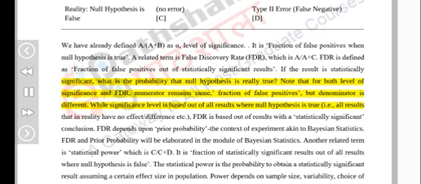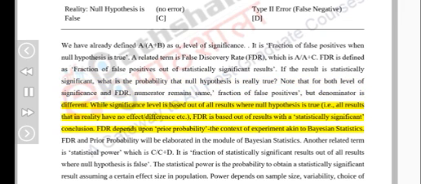Note that for both level of significance and FDR, the numerator remains the same, the fraction of false positives, but the denominator is different. While the significance level is based on all results where the null hypothesis is true, i.e., all results that in reality have no effect, difference, etc., FDR is based on results with a statistically significant conclusion. FDR depends upon prior probability, the context of the experiment, akin to Bayesian statistics.